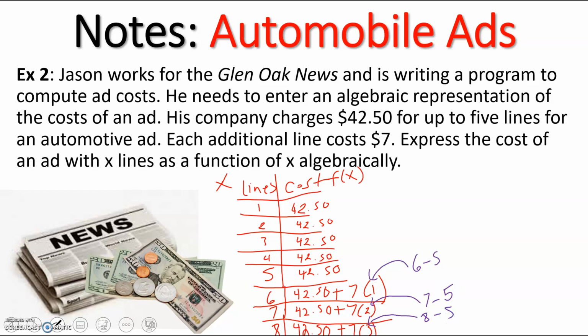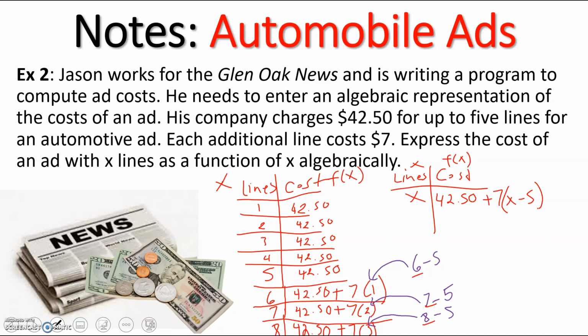So if I continue this pattern and I extend my table down further and I get to the point where I have lines and then my cost, right, my x and f of x, and I just have x lines, we know that it must have this 42.50 plus 7 times, and if we look at this pattern, it's the number of lines minus 5, number of lines minus 5, it'll be 7 times x minus 5.